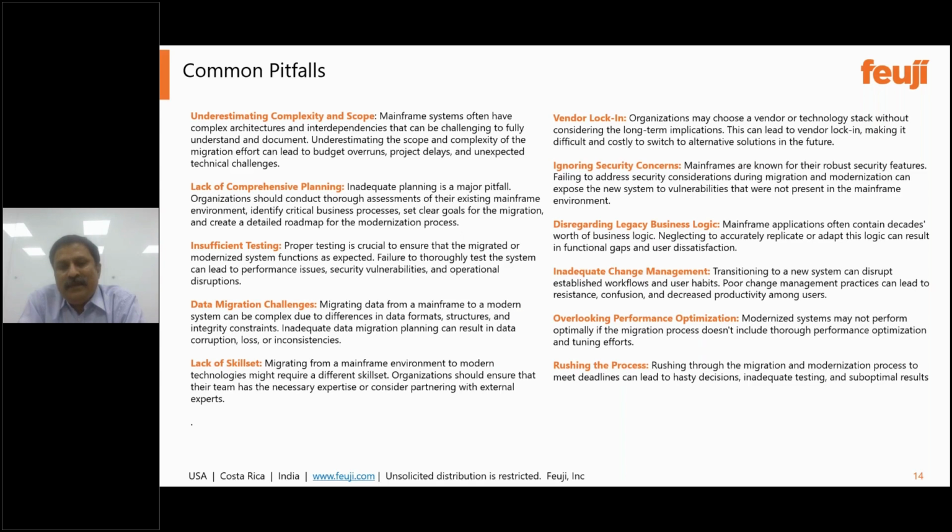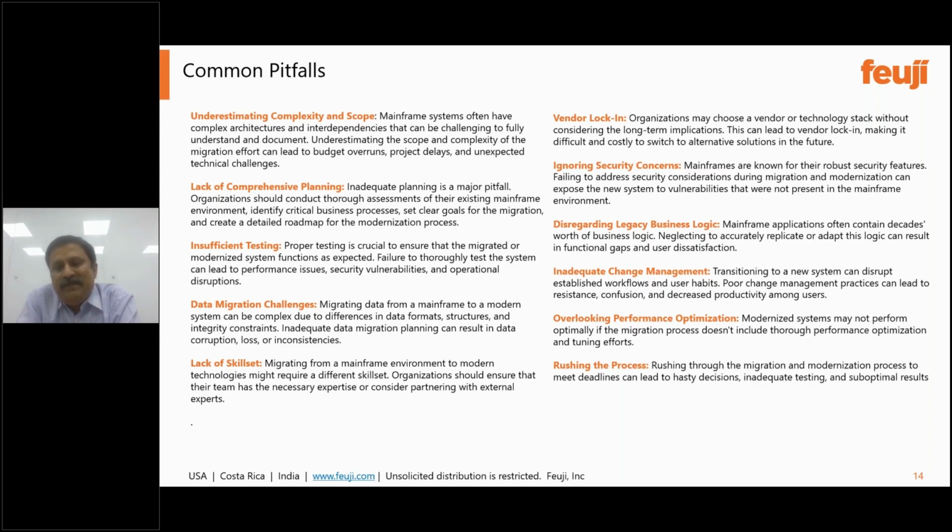And whenever you are doing migration or modernization, predominantly when you do refactoring or reimagining, people tend to miss the business logic, thereby ending up with a completely broken application. So it is very important to understand the business logic and ensure that it is properly transformed into the target environment.